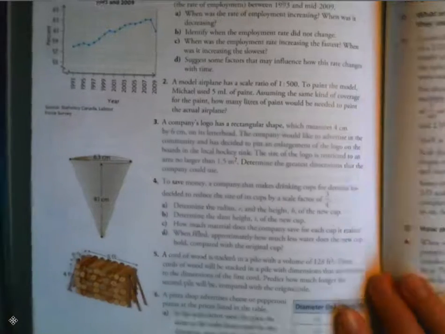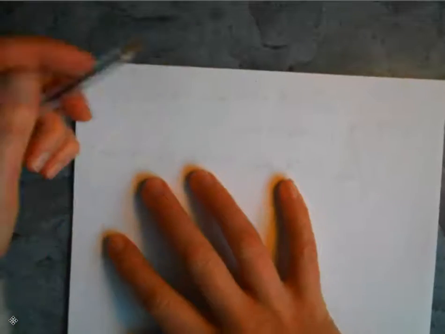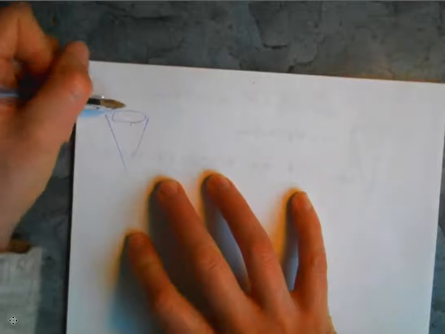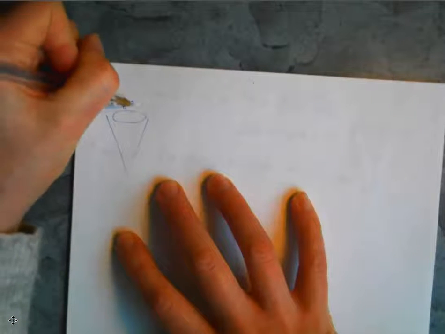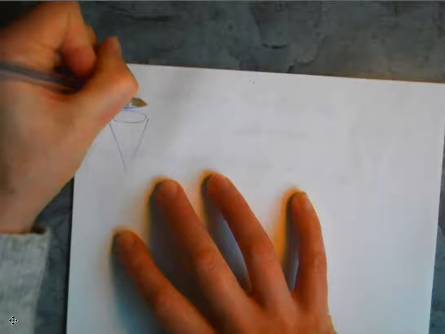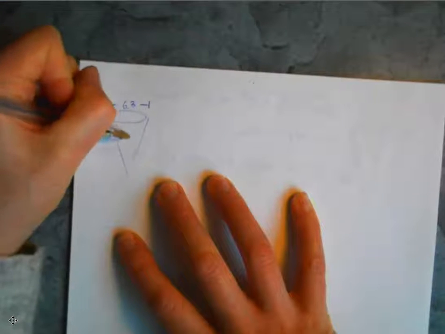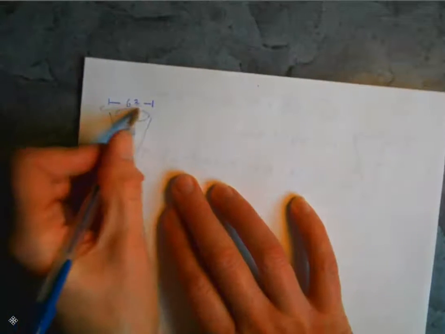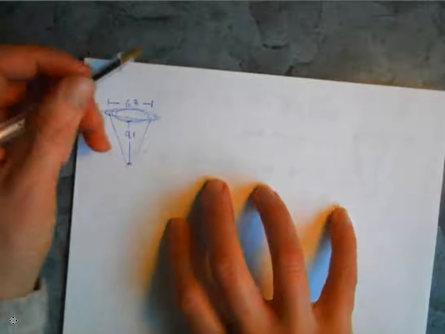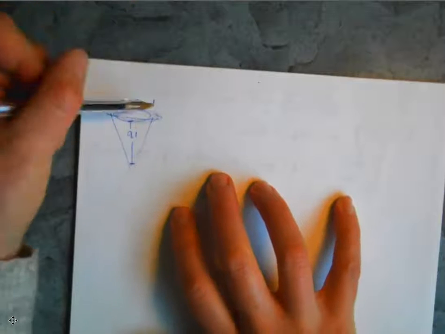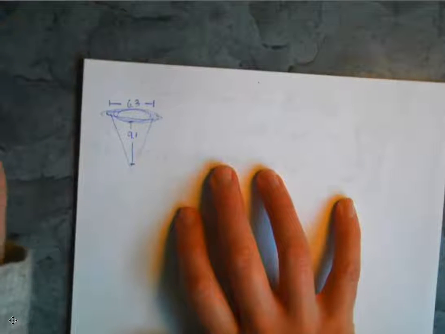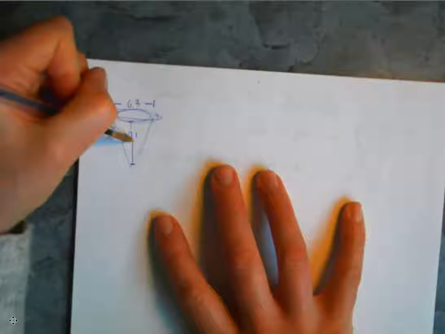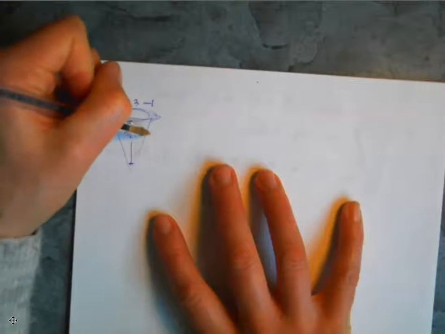Okay, so basically we have this cone here, and it is 6.3 going across, and it is 9.1 from top to bottom. Okay, so my classic good drawings. All right, so this was our original, and we are reduced by a scale factor of 3/4. And then what we're going to be looking for in part B is the slant height.